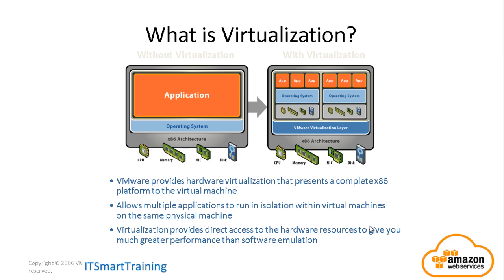If we look at the left-hand side architecture, this is our CPU, this is our memory, this is our NIC card, this is our hard disk, and upon that hardware an operating system is installed, and then the application layer. We actually access our system through this application layer.